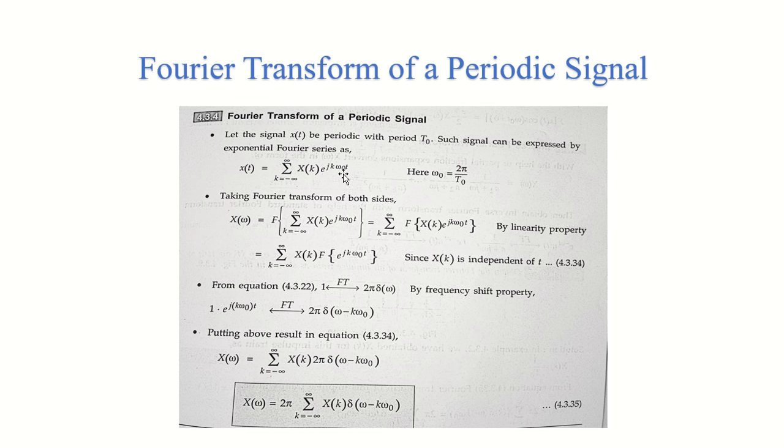So again, coming back to this signal, we just took the Fourier series of my x of t. Now what will happen when we take the Fourier transform on both sides? You know x of t will become x of omega, but what will happen to this Fourier series? We are taking the Fourier transform, so it will look something like this: F of summation k equals minus infinity to infinity x of k e raised to j k omega 0 into t.